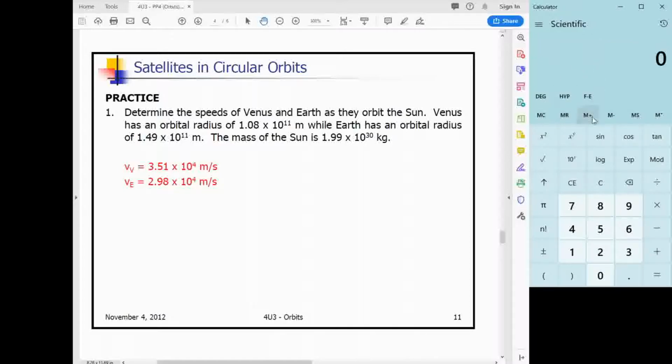Doing the same calculation for Earth, I start with my G times the mass of the Sun. I don't need the mass of the Earth. Divided by the orbital radius. And then I can find the square root of this. And I end up with 2.98 times 10 to the power of 4 meters per second.